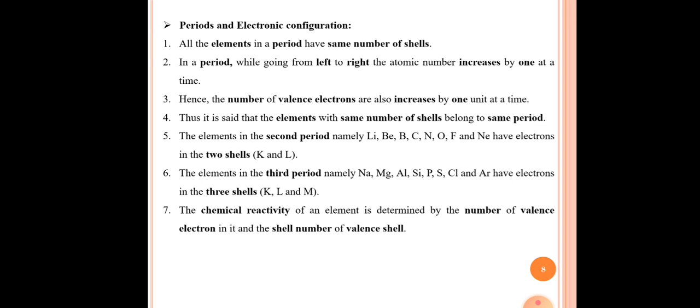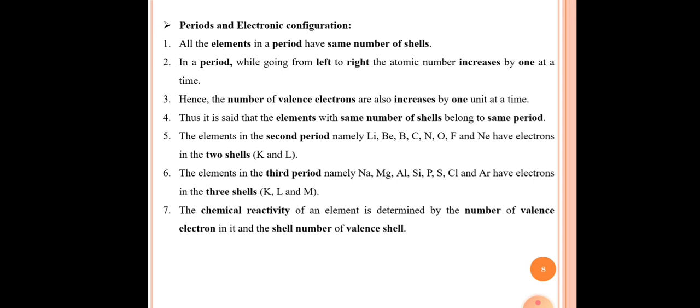that is K and L. The sixth point here is, the elements in the third period, namely sodium, magnesium, aluminum, silicon, phosphorus, sulfur, chlorine and argon, have electrons in three shells, that is K, L and M. Okay, so the elements like sodium, magnesium, aluminum, silicon, phosphorus, sulfur, chlorine and argon, all these elements belong to the third period, and they consist of three orbits in their atoms. Okay, those orbits are K, L and M.